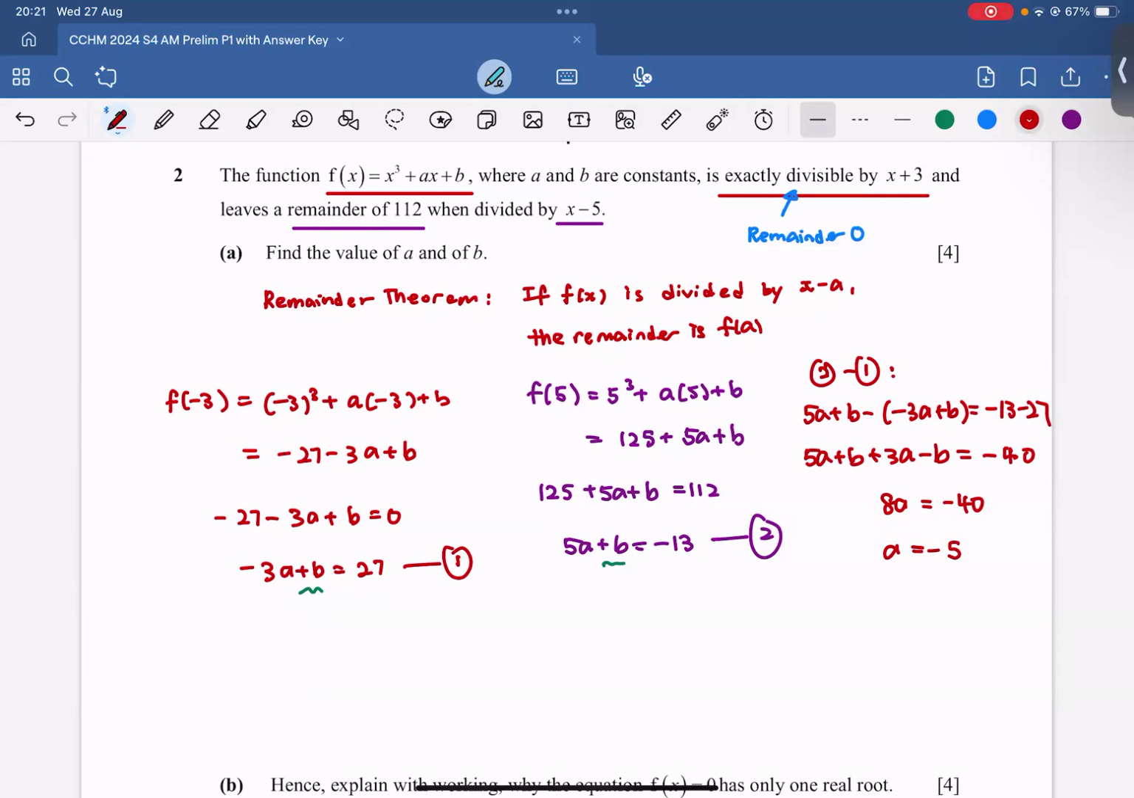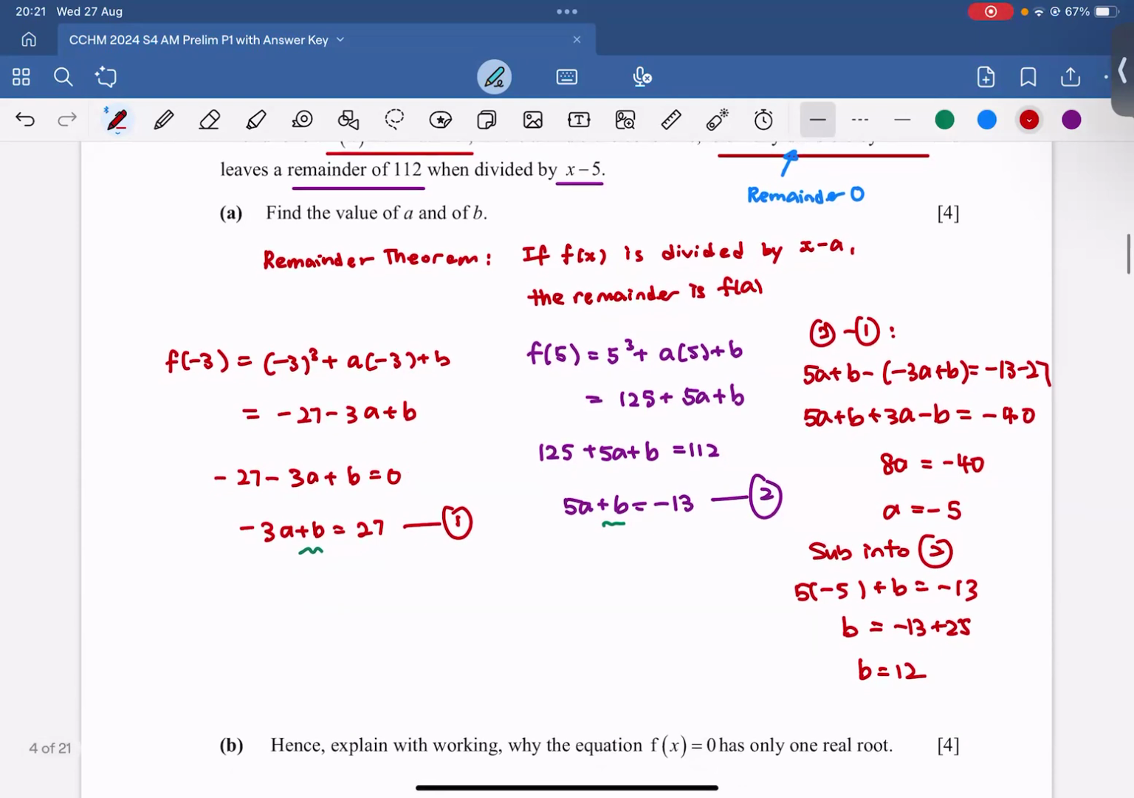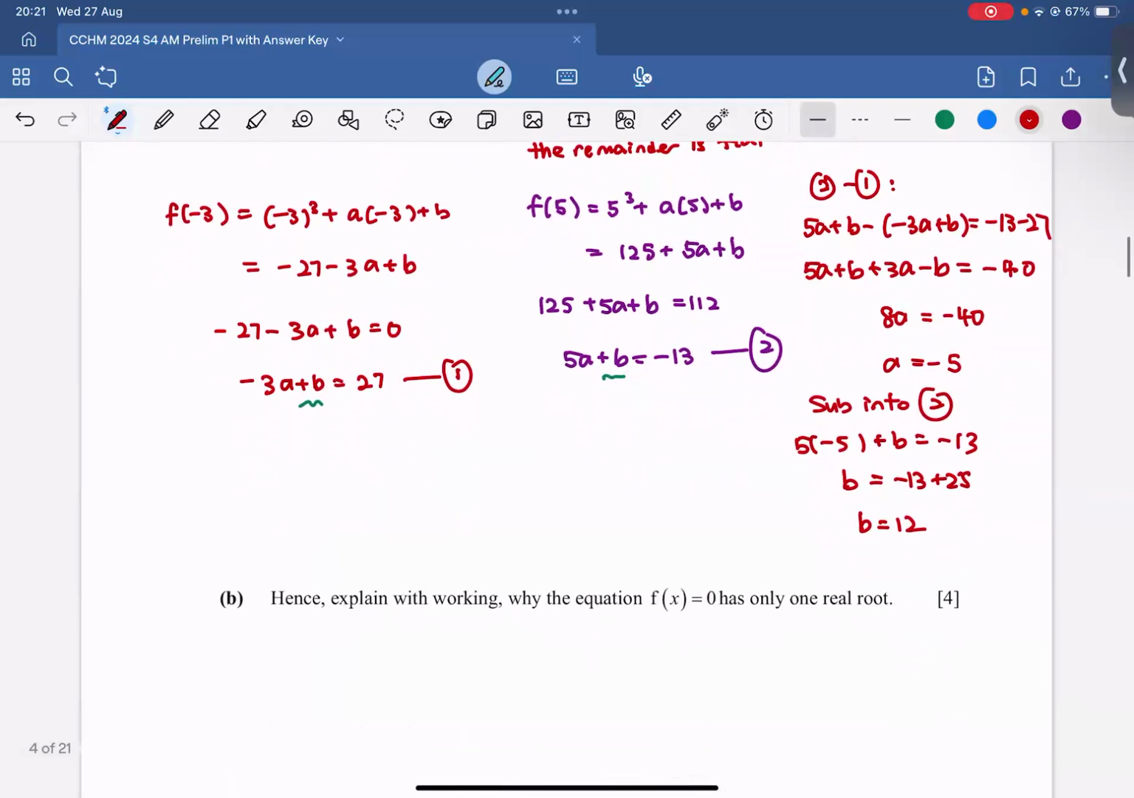Okay, then we sub it into equation 2 lah. So 5 bracket negative 5 plus b equals negative 13. b equals to minus 13 plus 25. b equals to 12. Okay, so after we find this, we put it back into the equation and solve the next part. So f(x) is actually equal to x cubed minus 5x plus 12.